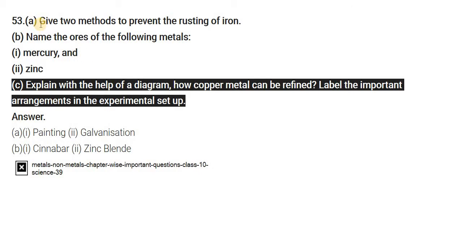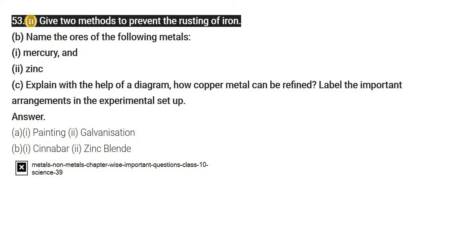Let's give the first answer. How can we prevent the rusting of iron? There are many ways, but here two are asked: by painting, that is, by applying color, so the direct contact of air with the iron can be prevented. So one option is painting, and the second one is the galvanization process.